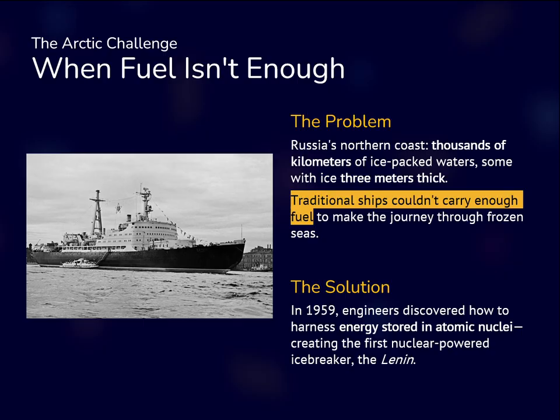They built the Lenin, the world's first nuclear-powered icebreaker. Instead of hauling tons of fuel, it carried a small uranium reactor. You see, when uranium atoms split, which is a process called fission, each atom released incredible heat, millions of times more heat or energy per atom than burning fuel.